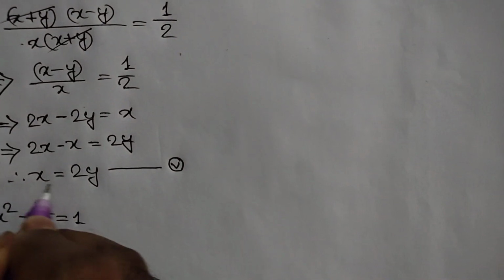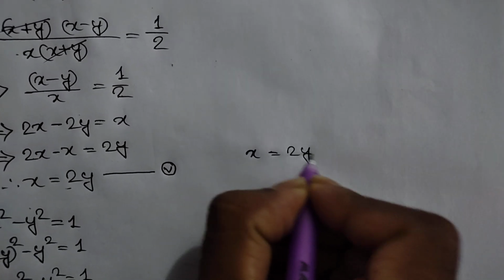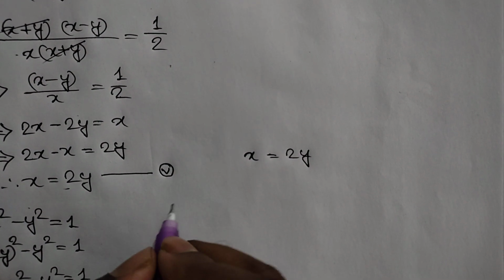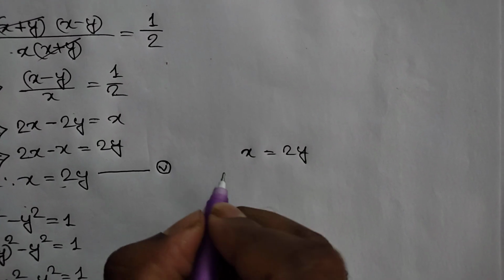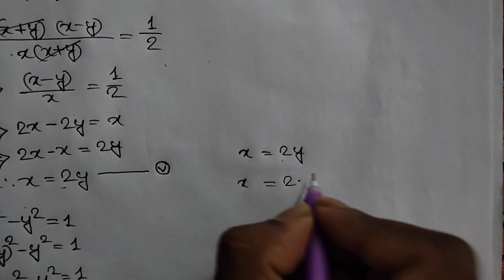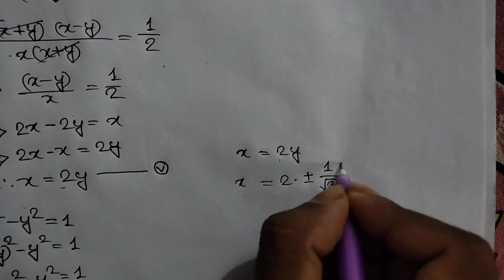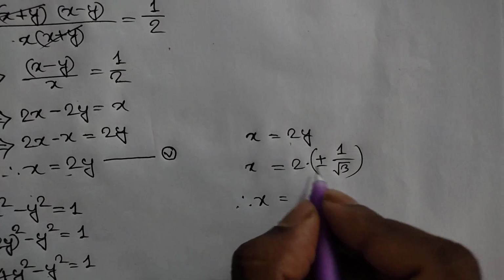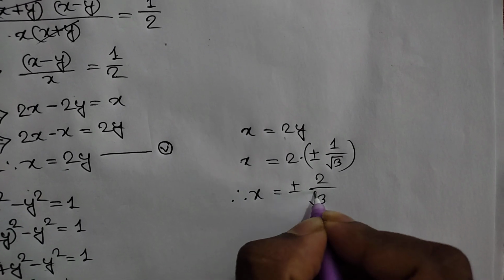Now from equation 5 we can write x is equal to twice y. Now substituting the value of y is equal to plus or minus 1 over square root of 3, we can write x is equal to 2 times plus or minus 1 over square root of 3. So the value of x is equal to 2 over square root of 3.